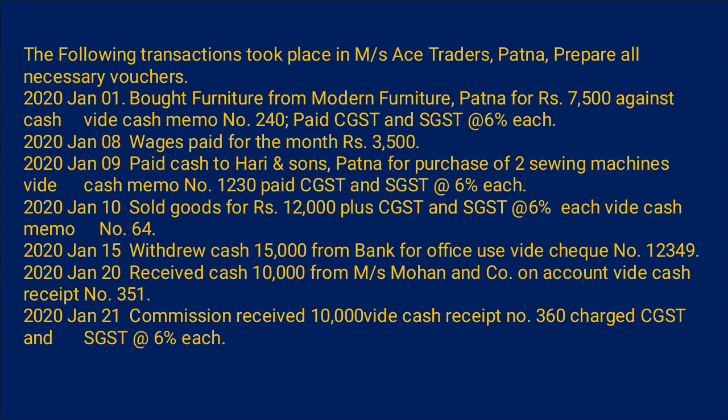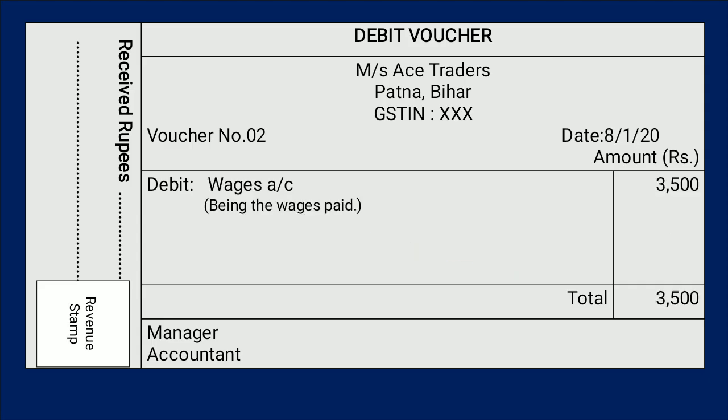Let's check the second transaction. In the second transaction, on 2020 January 8, wages paid for the month were 3,500. Here again we have paid wages. When you pay any kind of wages or salary, again we have to prepare a debit voucher. So here we have debit vouchers. On making payment of salary and wages, we don't have to charge GST, that we can charge on goods and services. Now on wages we can't charge GST.